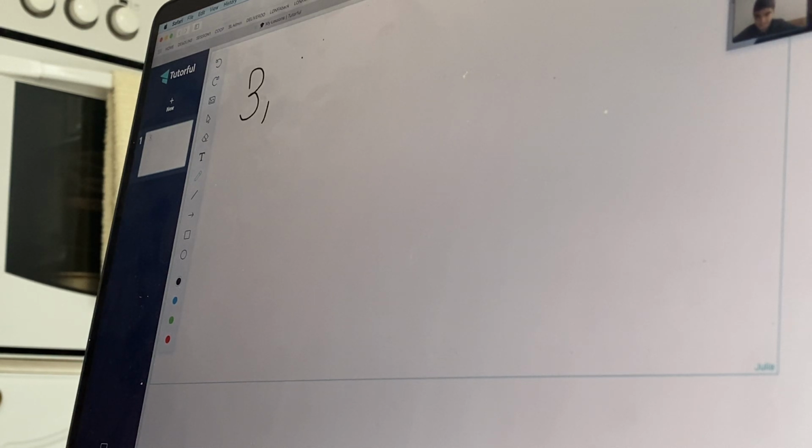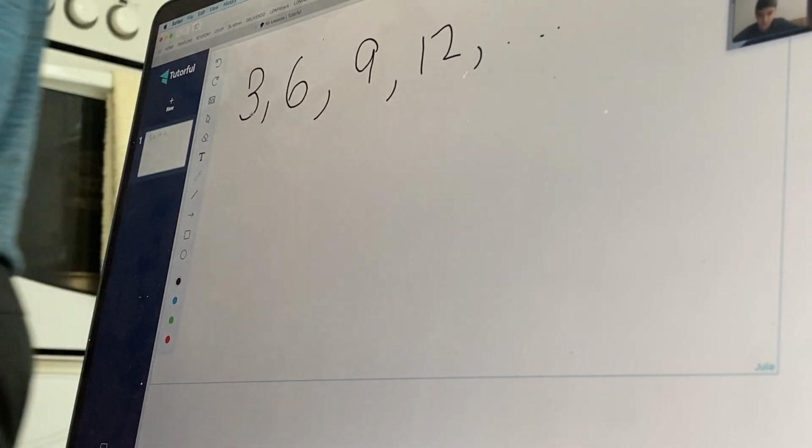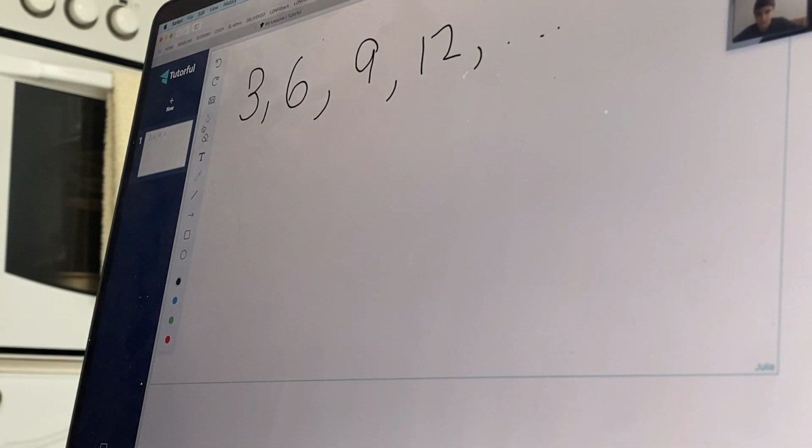Okay, let's have a look at this sequence here: 3, 6, 9, 12, etc. What's the term-to-term rule, and how do we find the nth term of this sequence? The term-to-term rule is add 3. Yeah, perfect. So the term-to-term rule is add 3. Good. And the nth term?